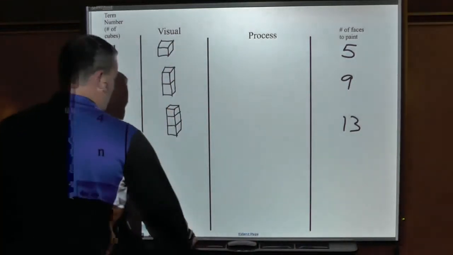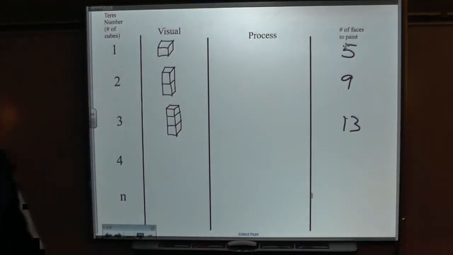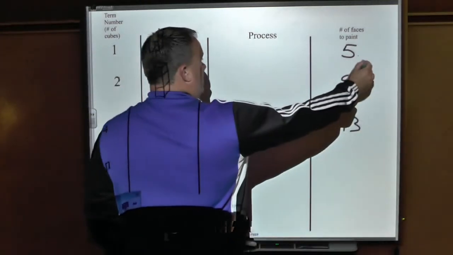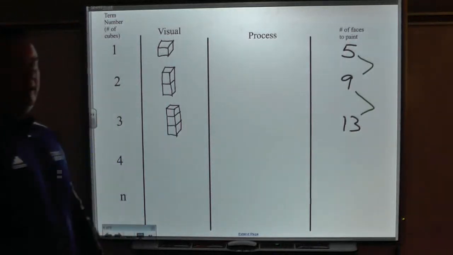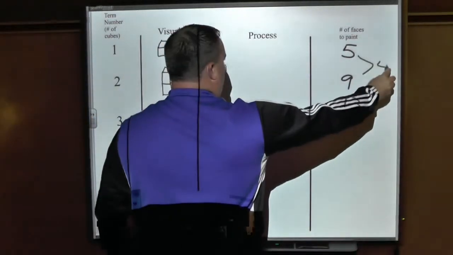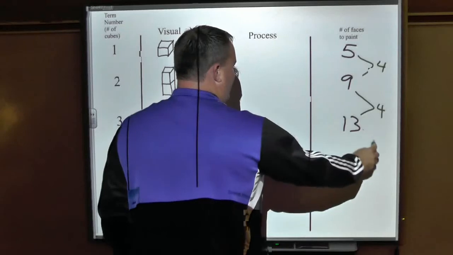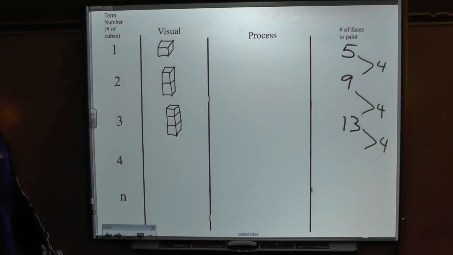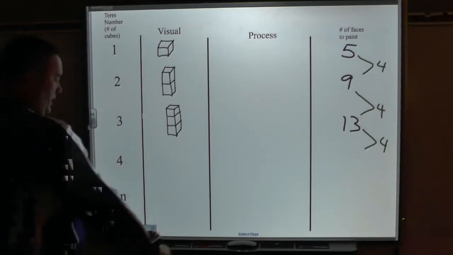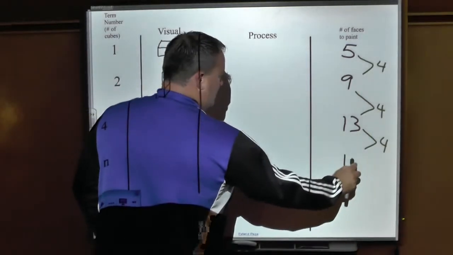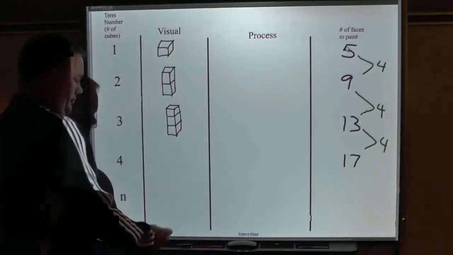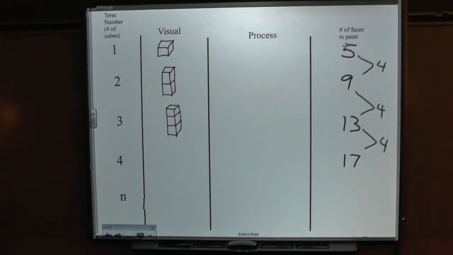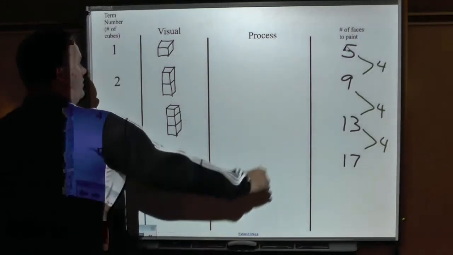Now, one of the things I want you to start noticing is the pattern that it's forming. So for every cube you add, how much are you adding to each number of faces? Well, from 5 to 9, that's 4. From 9 to 13, it's 4. So that's a pattern that is forming. So you can assume that for 4 cubes, you should add 4 more faces to paint, which would give you 17.